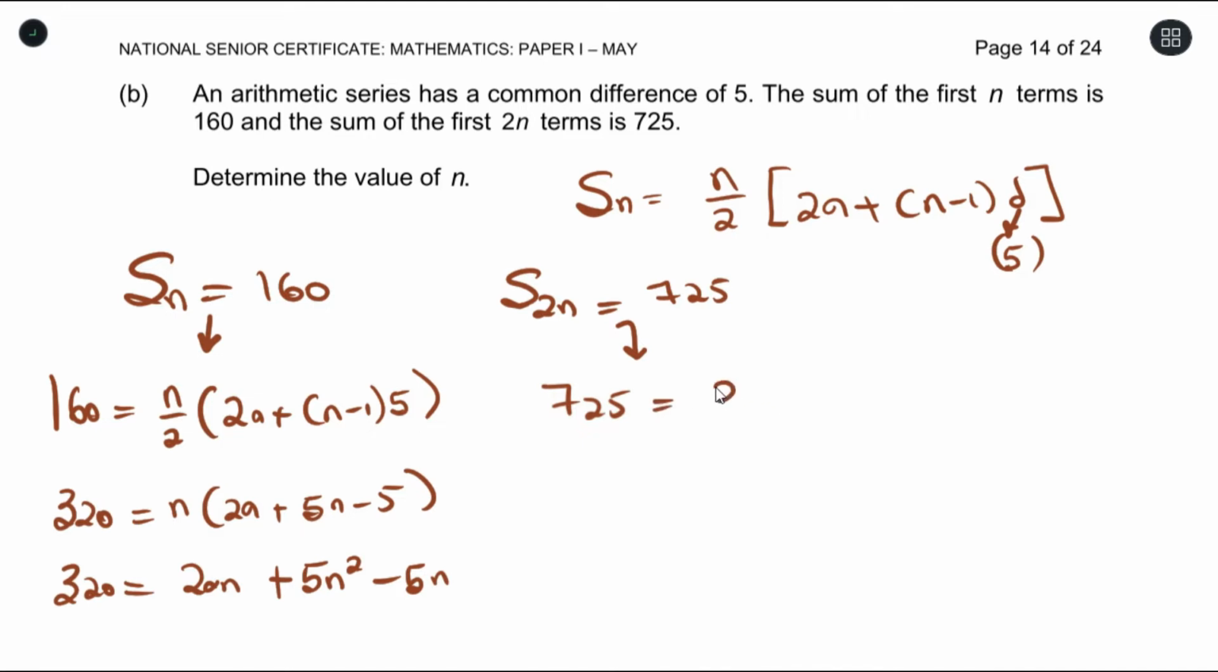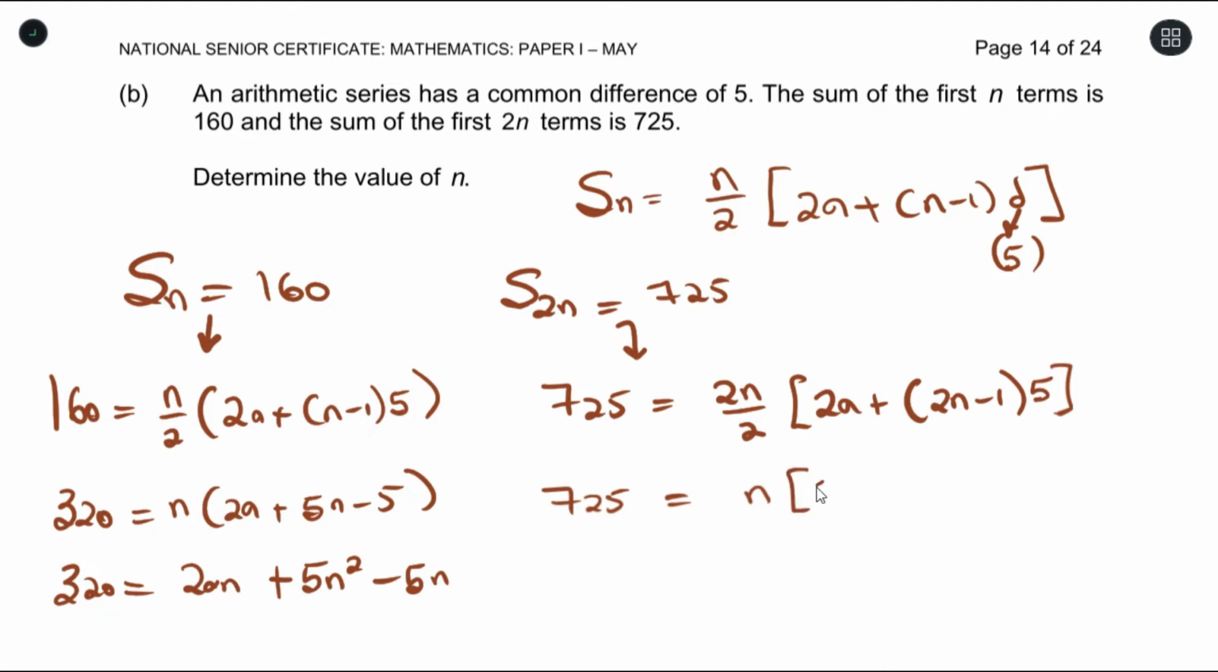Now our n will be represented as 2n over 2, and this here will be 2a plus, now the n inside becomes 2n also, minus 1, and the d is 5. Okay, so simplifying this, you're going to get 725 again is equals to n. This here is 2a plus, multiplying the inside bracket, we're going to get 10 and minus 5. Now we'll multiply the outside bracket.